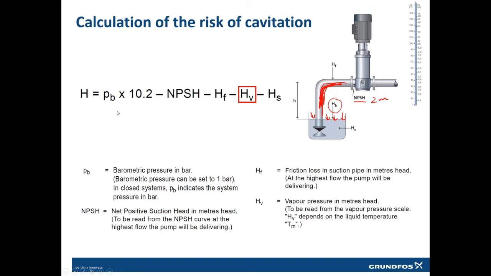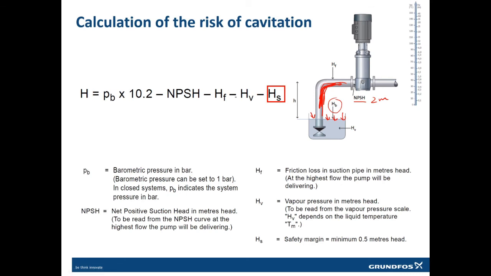If we combine all of these figures together, we put the barometric pressure PB times 10.2, minus the NPSH, minus HF, the friction, minus the vapor pressure, and the safety margin. What we usually take as the safety margin is 1 or 1.5 meters, because with the change in temperature the vapor pressure will change. So maybe this system will work well in winters, but in summers it will start having cavitation. Why? Because the vapor pressure changed. To avoid this change in the weather, we have some safety margin.